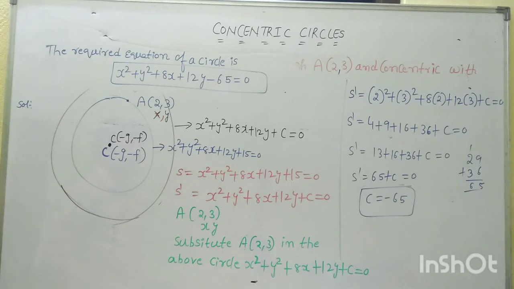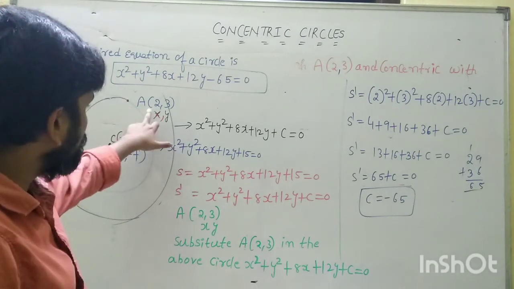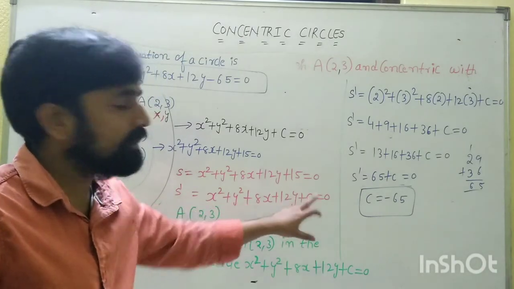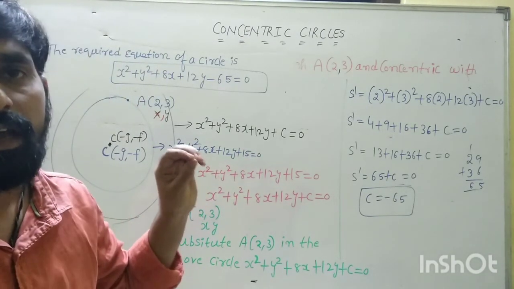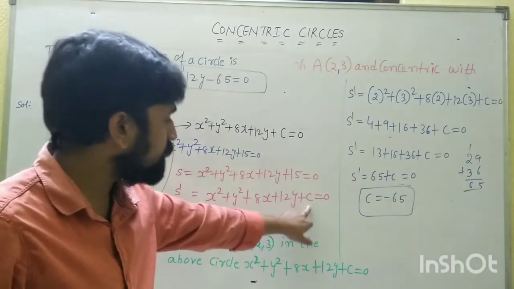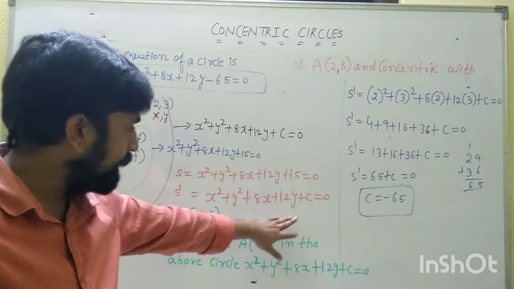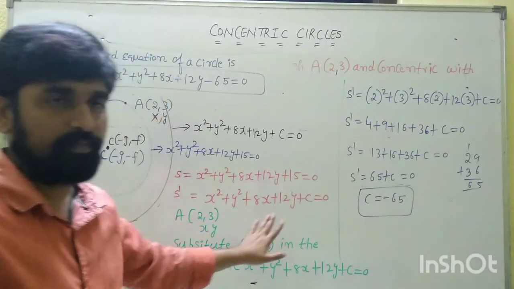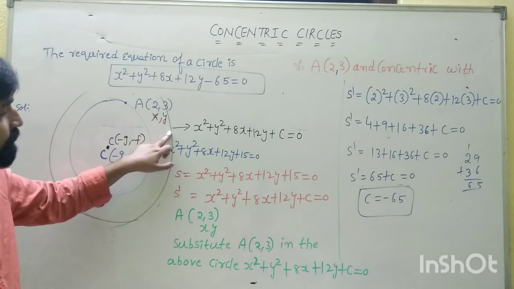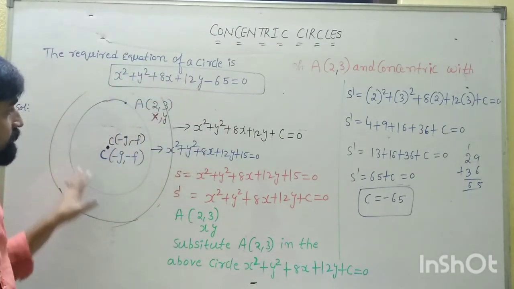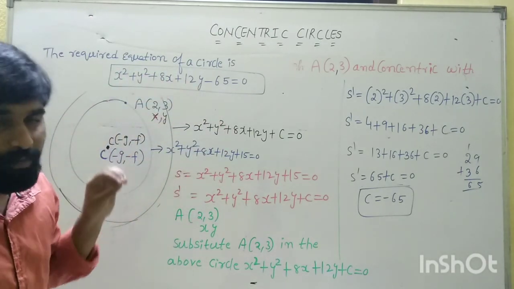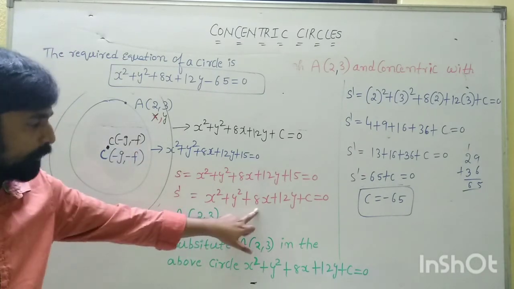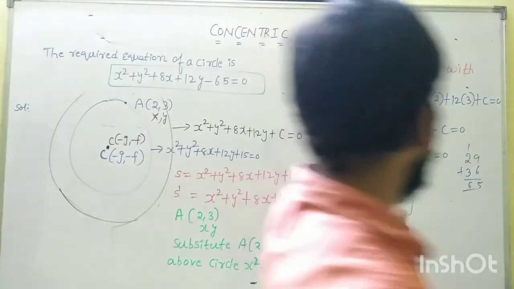Nothing else is there. First we need to substitute this x value and y value in this equation. Concentric circles means they vary in the constant. So just write the same equation, but don't write the c value. Here the c value is 15; write c here. After that, substitute the x and y values of the point the circle is passing through. That point should be taken as x and y. Substitute in this equation, then you will get the c value.